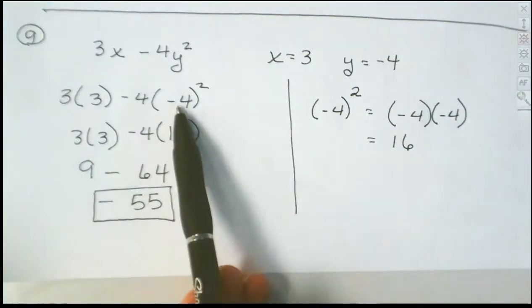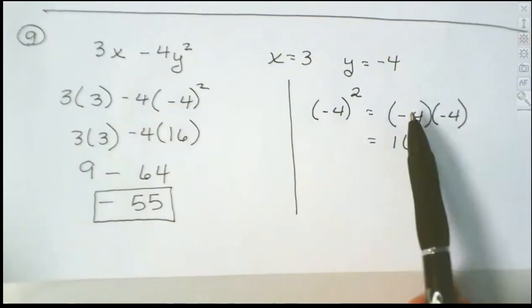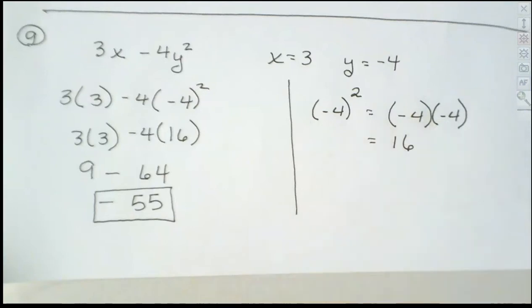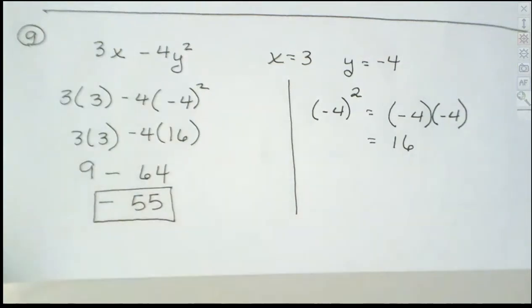Whenever it's taken to a power with parentheses like this, what do we do? We write it out to the side, write it out twice, and multiply. Okay, so that negative times that negative is going to make that positive. And then we plug it back in, and then we do our multiplication. And then we combine like terms together. So that was question number 9. Is everyone okay with that? Because there's going to be one very, very similar to that on your exam today. Just basically different numbers in a different order.